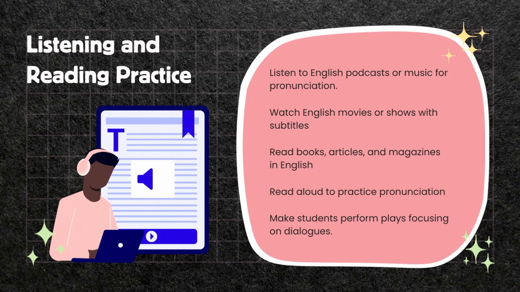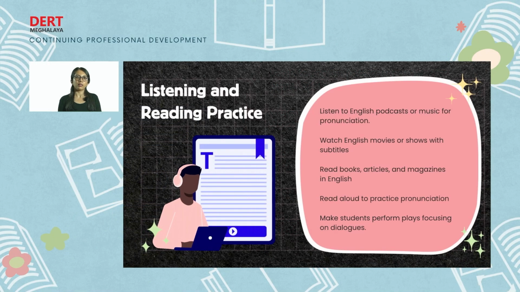Listening and reading practice. Listening and reading are closely connected to speaking practice. To help students improve their listening skills, encourage them to listen to English podcasts or music for pronunciation. Podcasts help learners get used to different accents, speech speeds, and vocabulary. Music, on the other hand, is great for rhythm, pronunciation, and stress patterns in spoken English.